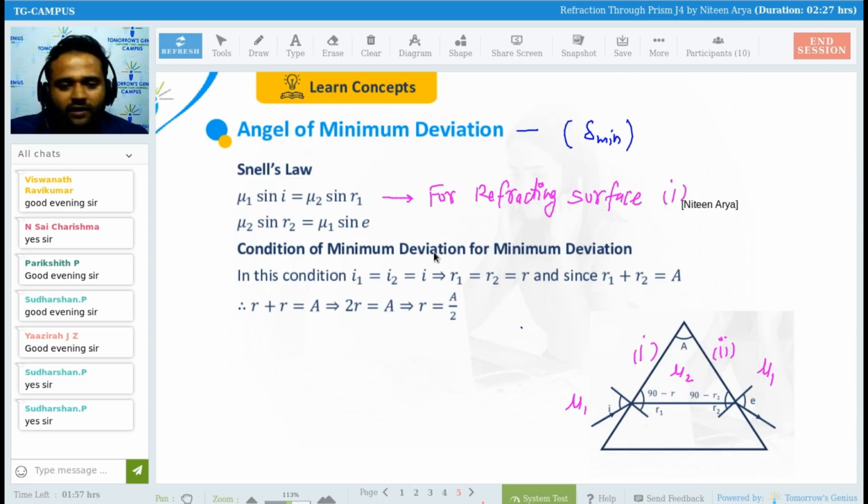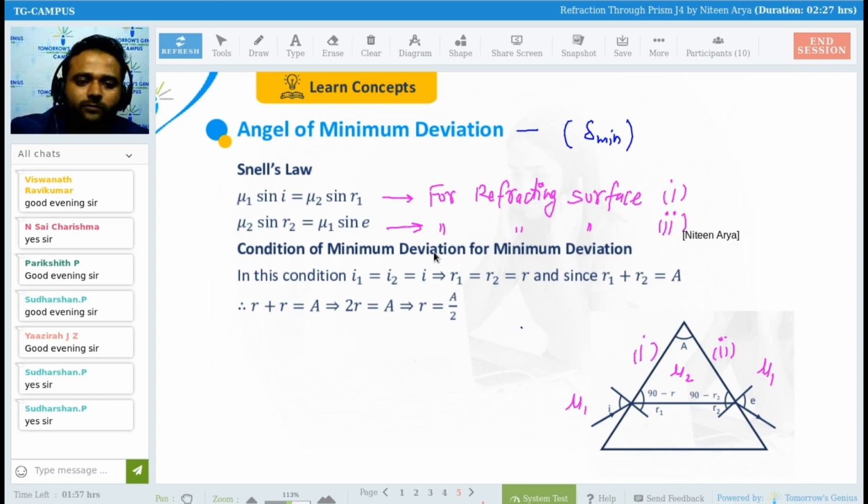Clear? In the same sense, mu2 sin R2, which is the angle of incidence here for refracting surface 2, equals mu1 sin E. So that is for refracting surface 2. Is this clear, everyone, till now? Clear, beta, everyone?